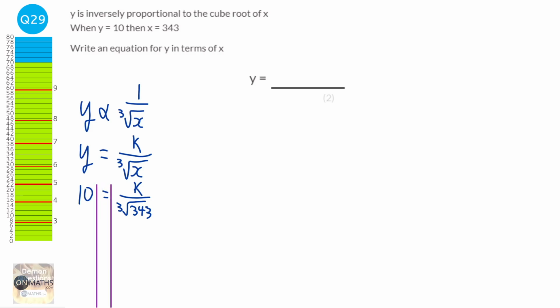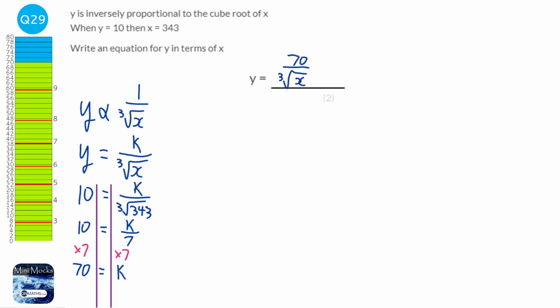Now the cube root of 343 is 7, so it's a lot easier, and we're just going to times both sides by 7. So k equals 70, and we're just going to rewrite this, but instead of k, we're just going to write 70. So y equals 70 over the cube root of x.